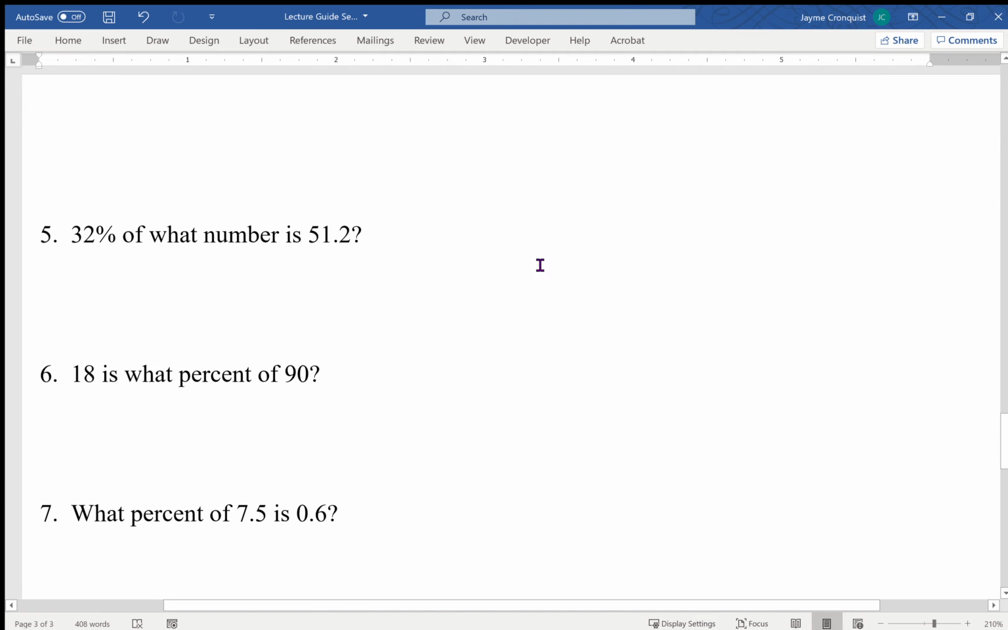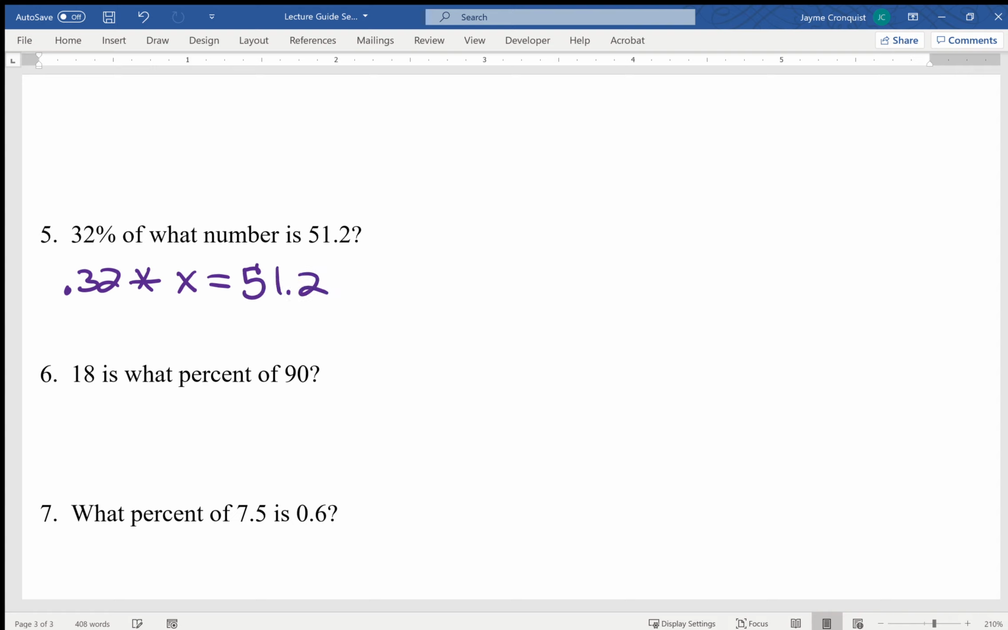Okay, 32%, 0.32 of what number is 51.2? Okay, we're going to divide both sides by 0.32. 51.2 divided by 0.32 is 160.